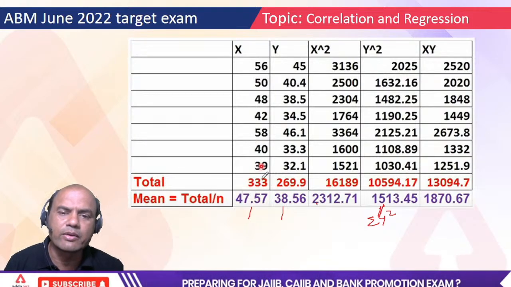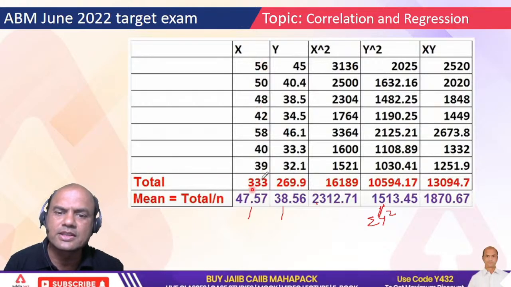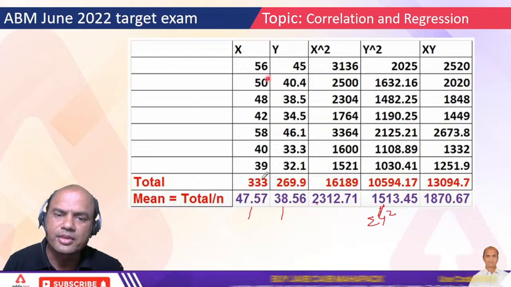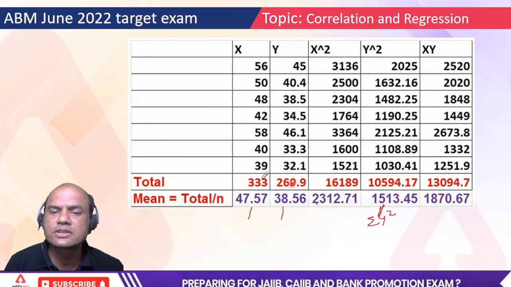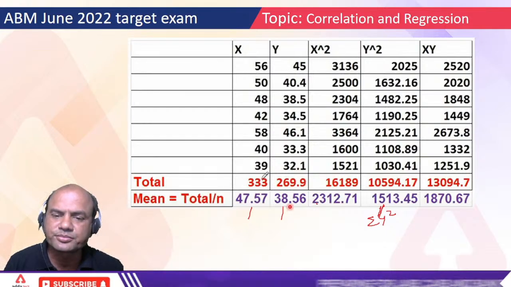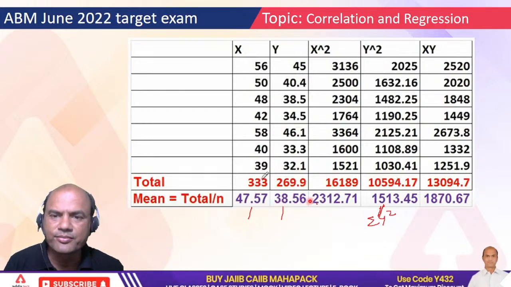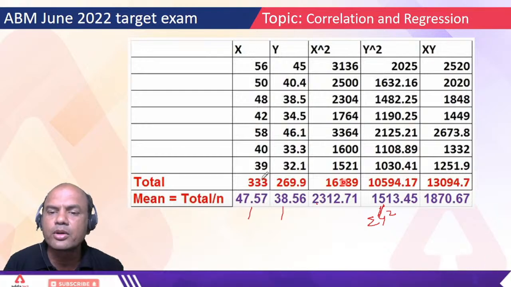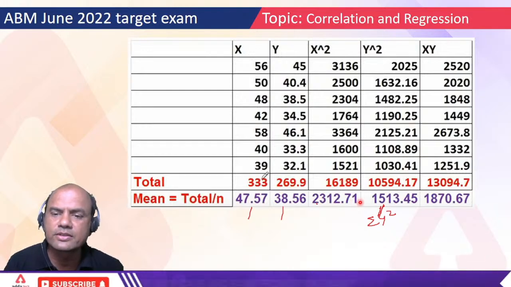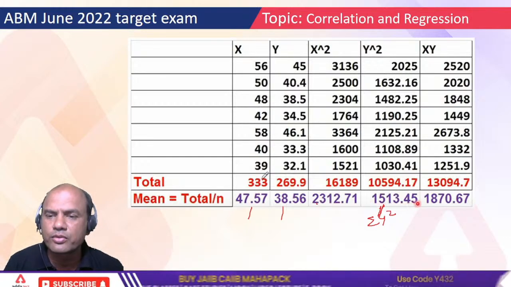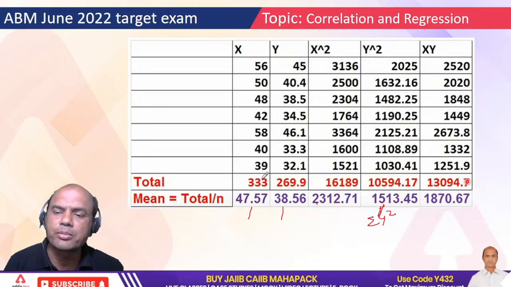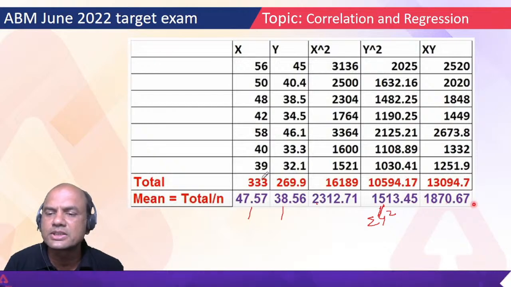The total divided by number of elements. How many elements are there? 7. So 333 divided by 7 and you get 47.57. Similarly over here 269.9 divided by 7, 38.56. Similarly x square upon n, 2312.71, y square upon n, 1513.45, and xy upon n, 1870.67.